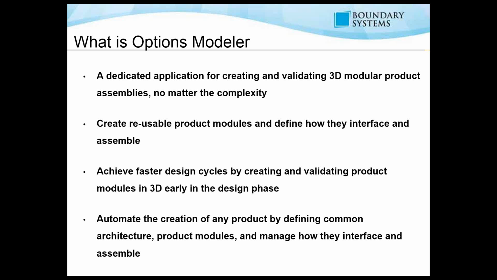And then once again, automate the creation of any product by defining common architecture, product modules, and managing how they interface and assemble. So once again, you can make it very simple, just like when we were doing ordering. We're simply selecting check marks: these are the things that I want to have in this module. So I'm going to go in and check the boxes that I want, and now everything will fit together based on the way that I've designed it.